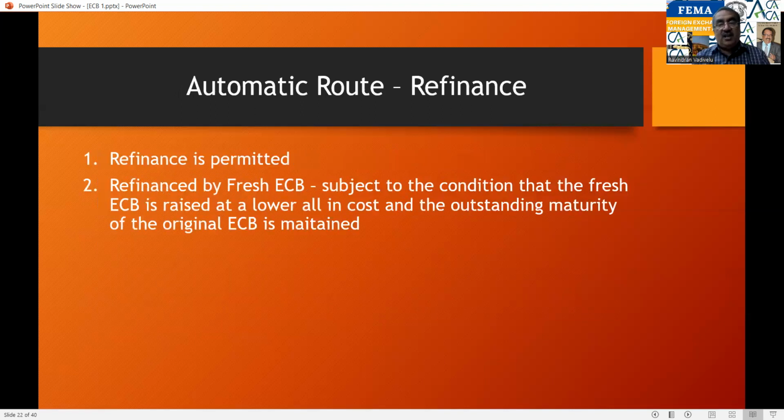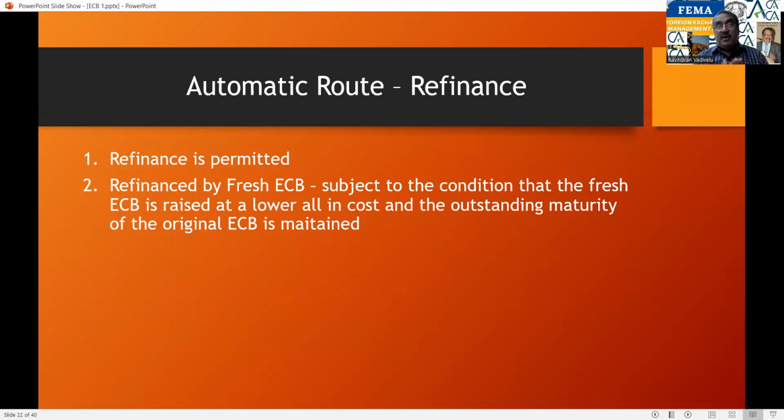And the refinance. Yes, you have got the ECB, but can you avail refinance? Yes, refinance is permitted under the automatic route, and refinanced by fresh ECB, subject to the condition that the fresh ECB is raised at a lower all-in cost. Suppose the rate of interest is 18% and the present ECB rate is 12%, yes, you can refinance it. It is also permitted.